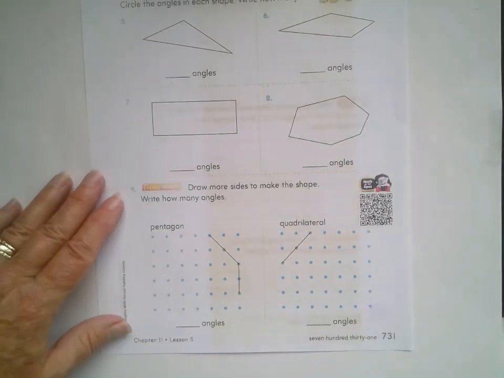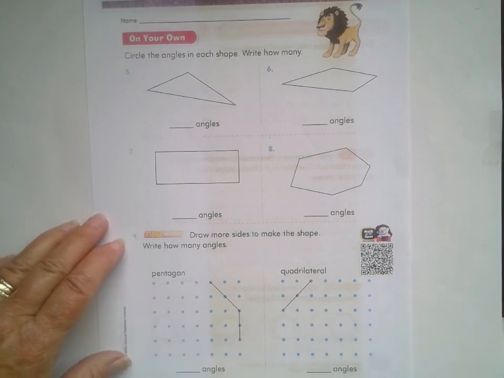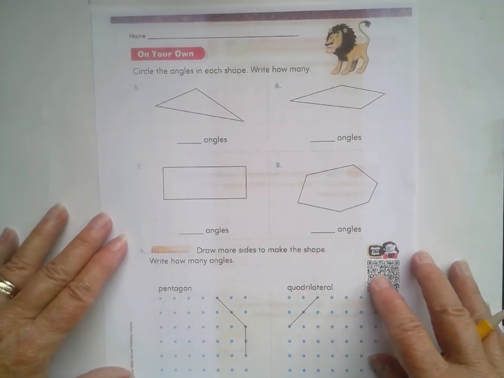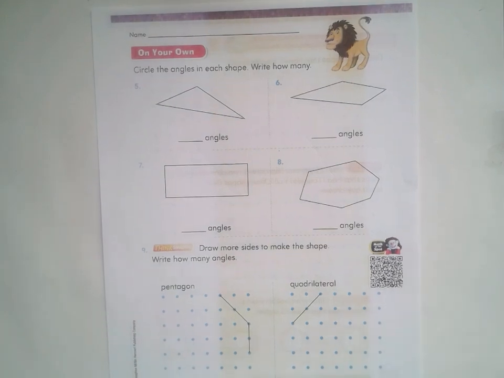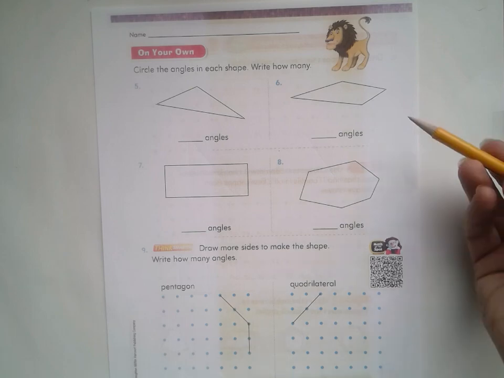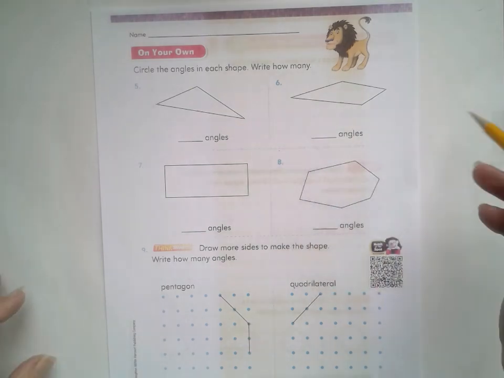Go to your next page, which is page 731, on your own. So you are going to complete this on your own. I'm just going to explain it to you. Circle the angles in each shape, write how many. That's exactly what we just did. So you'll do that for these 4 shapes.